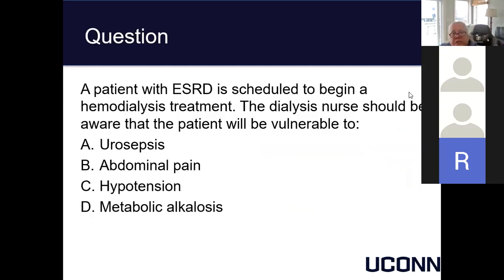So your patient with end-stage renal disease is scheduled to begin hemodialysis treatments. The dialysis nurse should be aware that the patient will be vulnerable to A, urosepsis, B, abdominal pain, C, hypotension, or D, metabolic alkalosis.